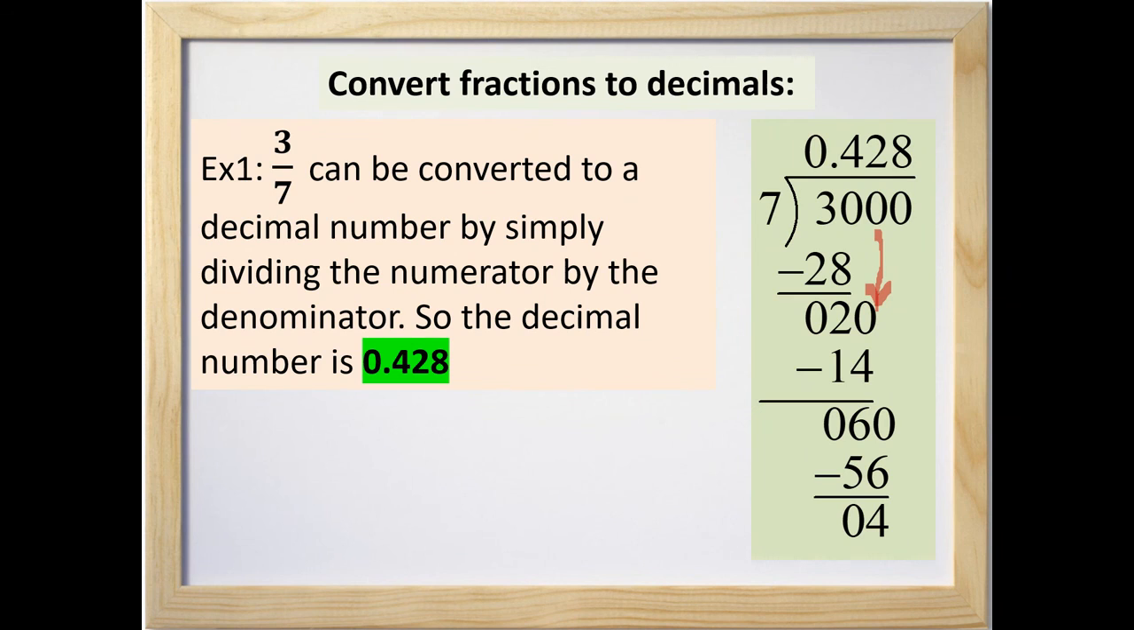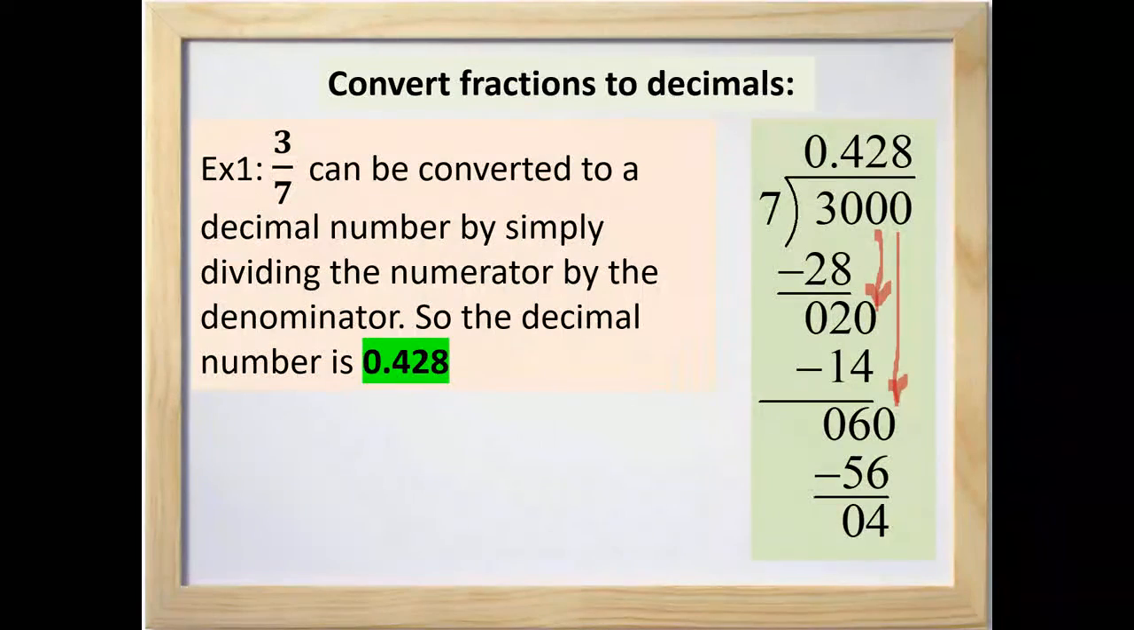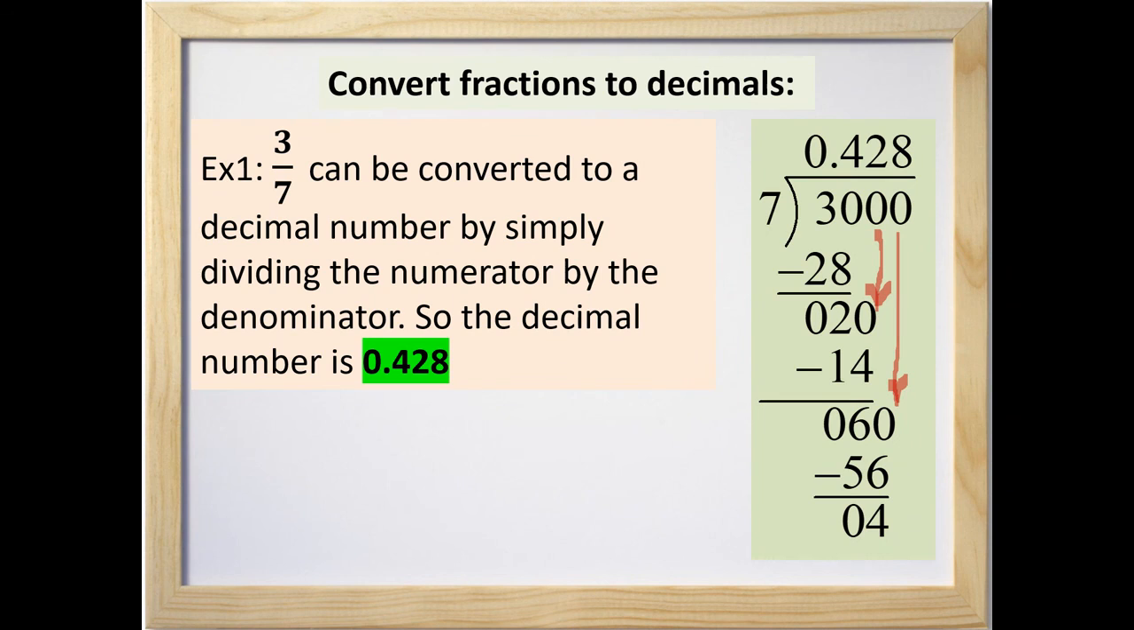So let us add one more 0. So this becomes 60. So how many times will 7 go in 60? It goes 8 times. So 7 eights are 56. So 60 minus 56 is equal to 4.